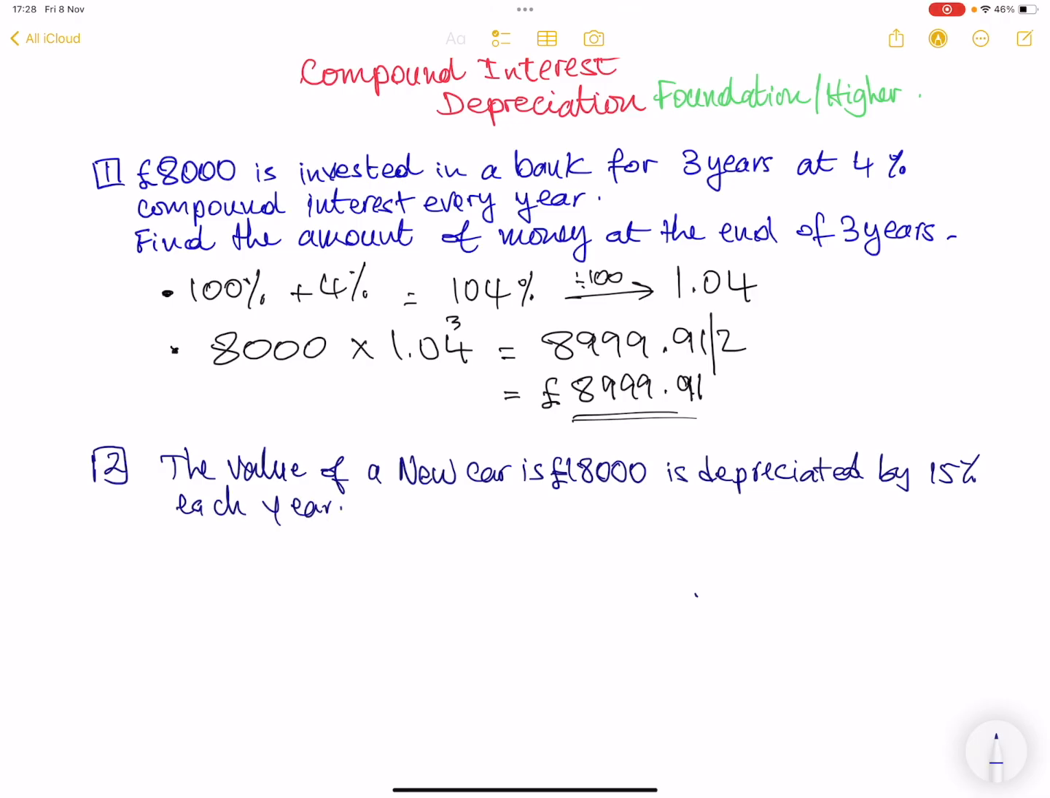So each year the value of the car is depreciated, or reduced, by 15%. So the question is, find the value of the car after, let's say, 5 years.